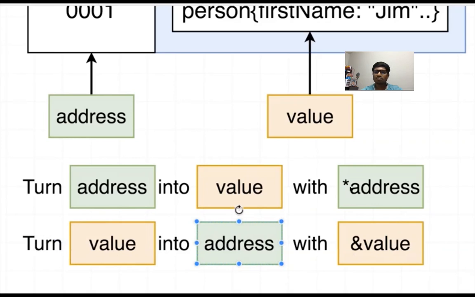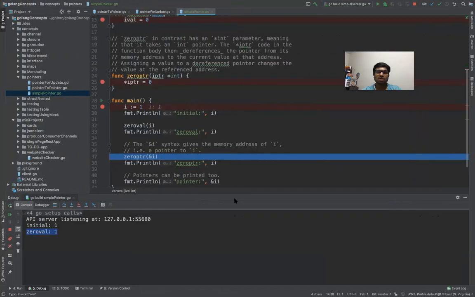And then the star: if it's by the side of the type, it indicates it's a pointer type. And if it is in front of a pointer value, that means it would turn it back to the original value, whatever is at the address. So you need to interpret it. This would be easy to understand in code.